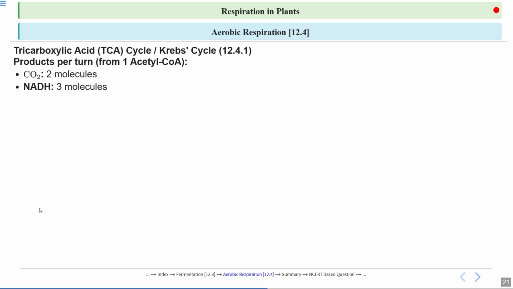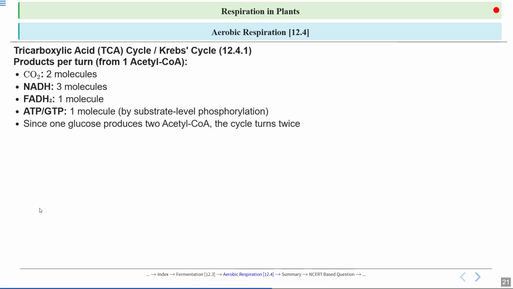NADH, we have already discussed, is an energy carrier. And 1 molecule of FADH2 is also produced per cycle. So remember here we are talking about one turn of the TCA cycle. Additionally, 1 molecule of ATP or GTP is made directly in the cycle by substrate level phosphorylation.